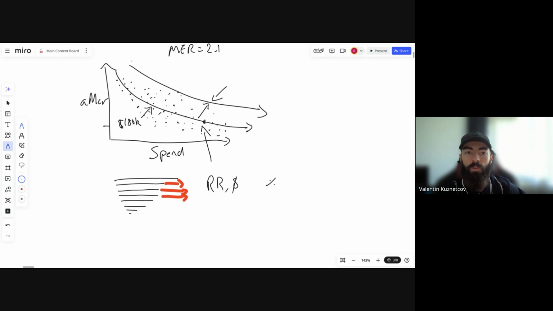So what do you guys see on your end with your clients? Which types of customers drive the most value, and how do you take that into account as well?